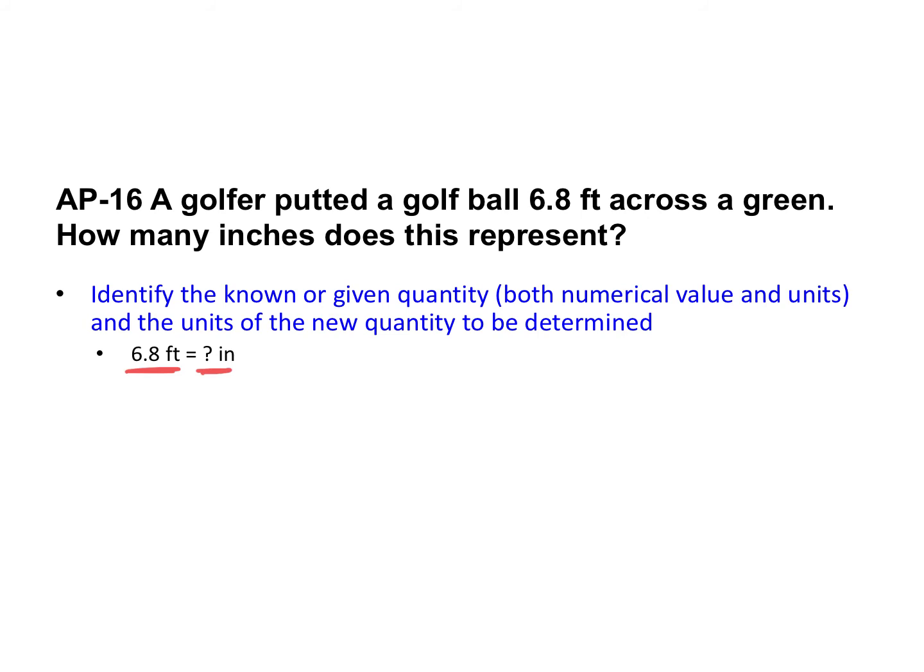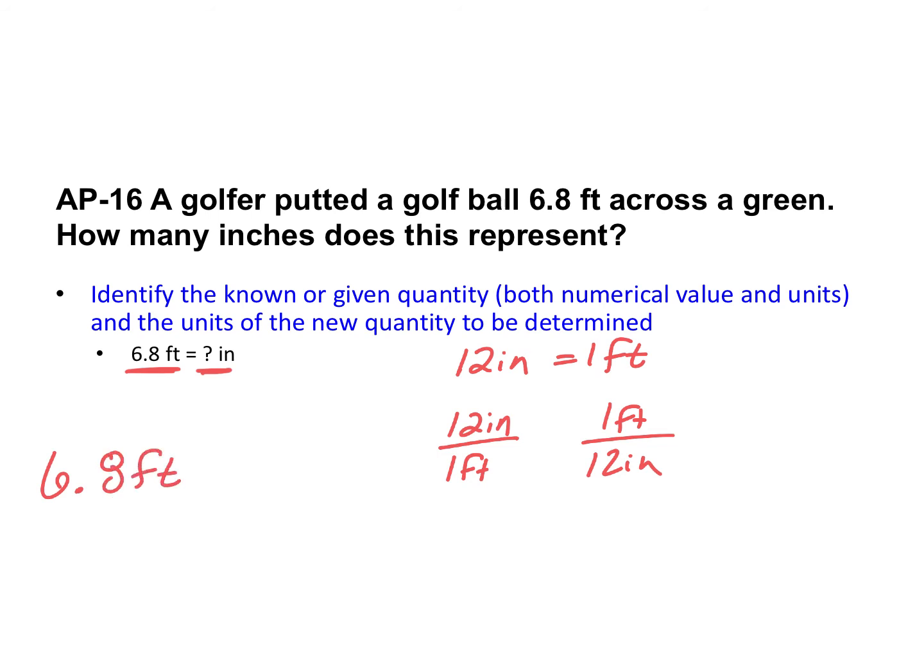Next, we want to figure out what conversions we have or know that can get us from one unit to the next. If you know a conversion that relates the unit you're starting with to the unit you're trying to go to, that's all you need. Sometimes you have to take a couple of steps in between. In this case, it is what I would call common knowledge that there are 12 inches in 1 foot. So there's your equivalency. My two conversion factor options are 12 inches per 1 foot or 1 foot per 12 inches. So I'm going to start with my known, which is the 6.8 feet.